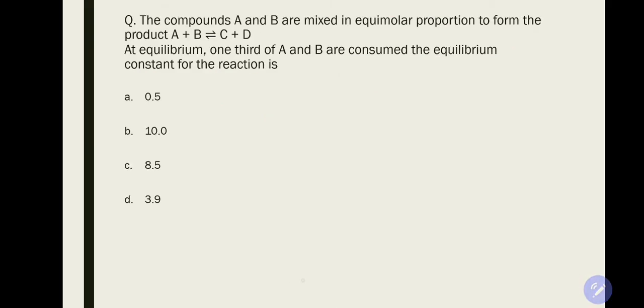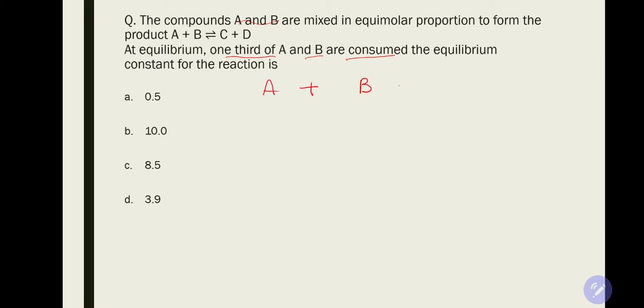Our next question is, the compounds A and B are mixed in equimolar proportion to form the products, that is C plus D. Now at equilibrium, one third of A and B are consumed. So the equilibrium constant for the reaction is, now how will you find it out? Let's write the reaction again. What is the reaction given?